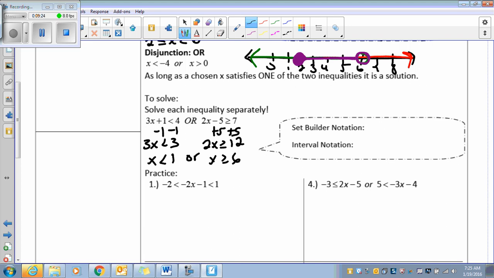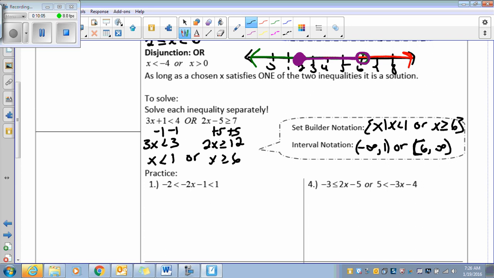So if we write that in set builder notation, again, we would write the set of all x such that x is less than 1, or x is greater than or equal to 6. And in interval notation, we are going to write the solutions for both inequalities. So for x is less than 1, we'd have an open parenthesis, negative infinity to 1 with a parenthesis, or we would have a bracket for 6 to infinity open parenthesis.